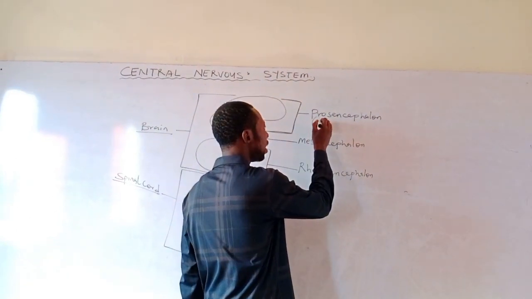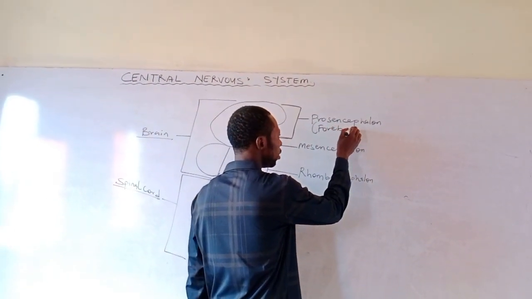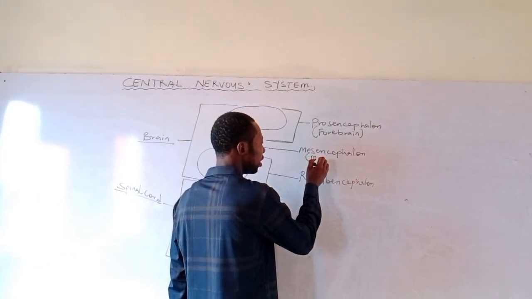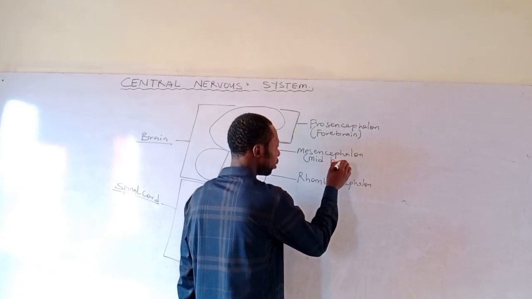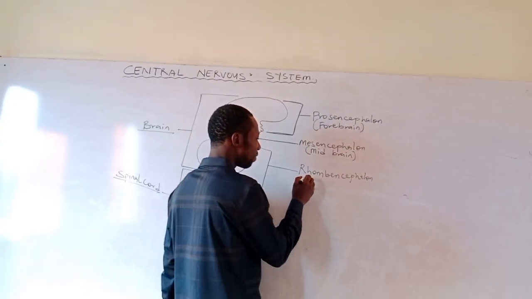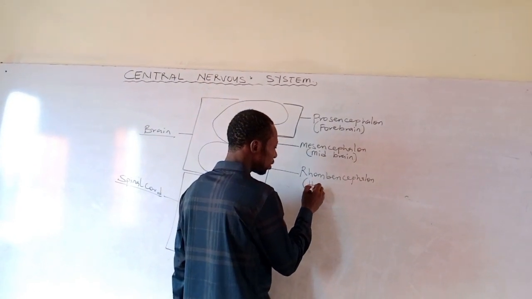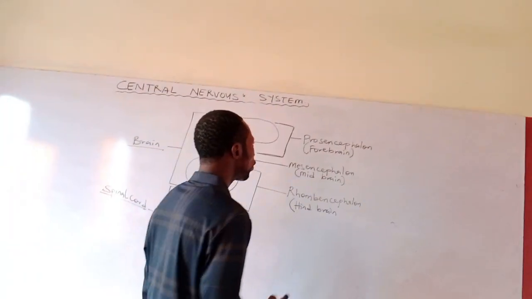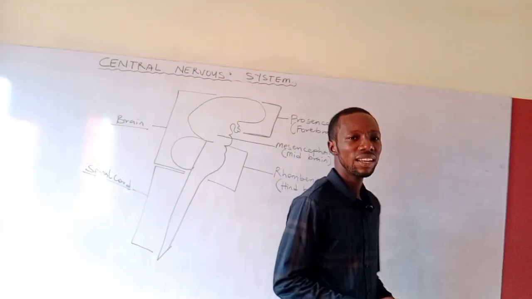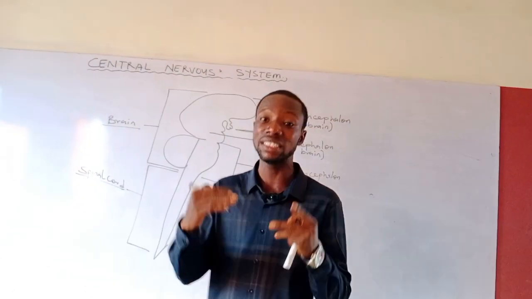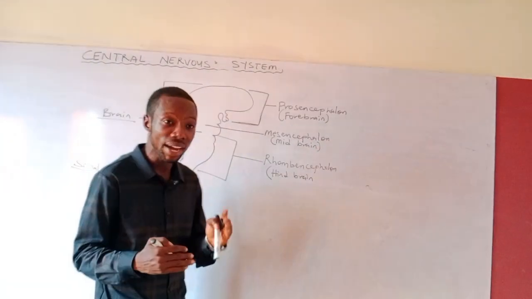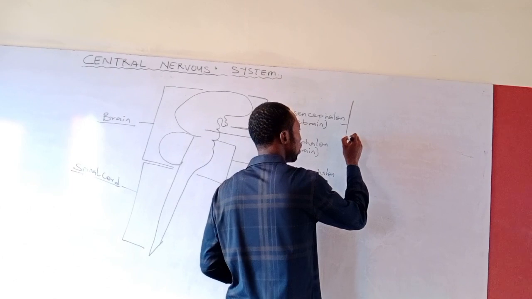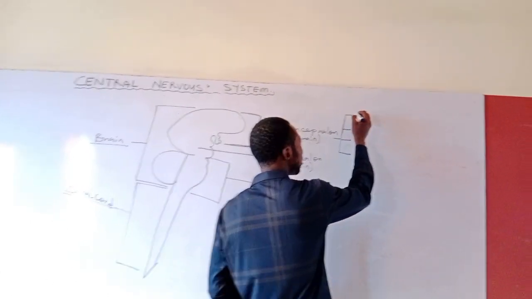The prosencephalon is known as the forebrain. The mesencephalon is known as the midbrain. The rhombencephalon is known as the hindbrain. Now, the components of the prosencephalon at this level are four in number.